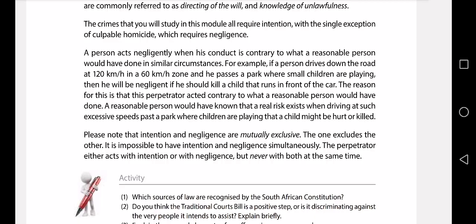Please note that intention and negligence are mutually exclusive. The one excludes the other. It is impossible to have intention and negligence simultaneously. The perpetrator either acts with intention or with negligence, but never with both at the same time.